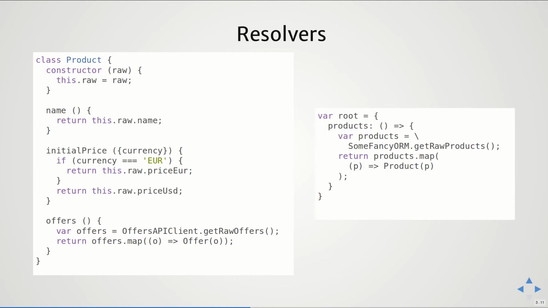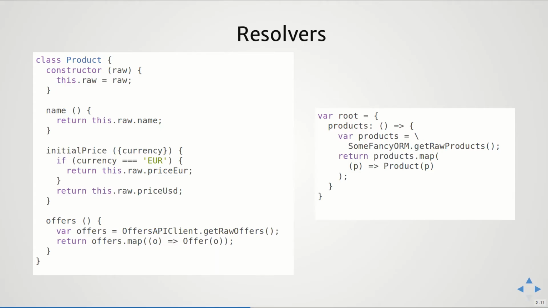And also we can see that in the product class, if you request the name, then this function will be invoked, and whatever it returns will be put as the name. So if we just want to get the name of the product, then we'll just get this raw name. That's pretty simple. If we want the initial price, then we can also include some very basic computation to return the most appropriate price depending on the currency. And for the offers, a separate request will be sent to another service to get a list of offers attached to this product.